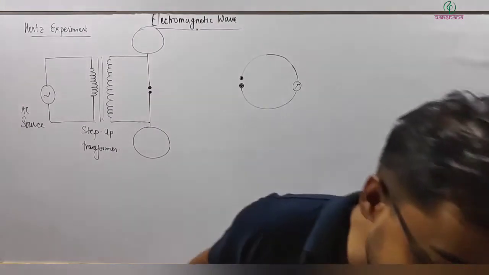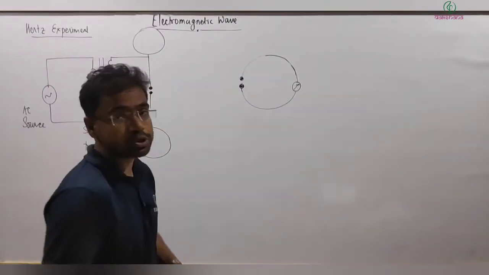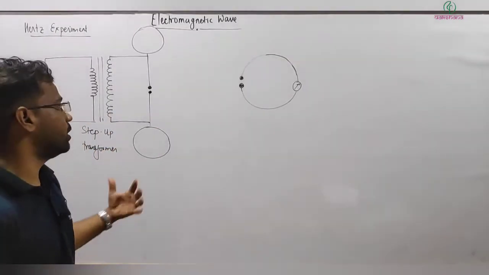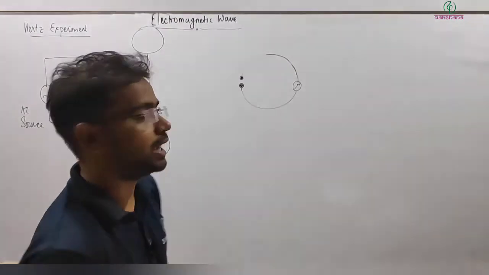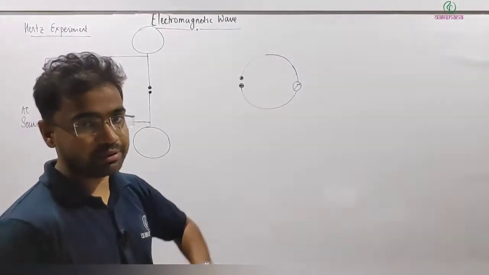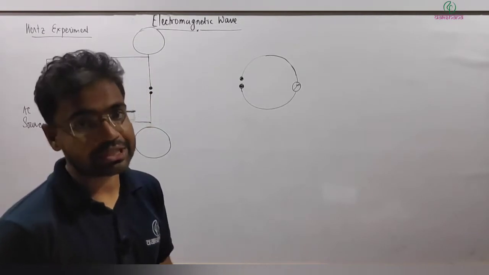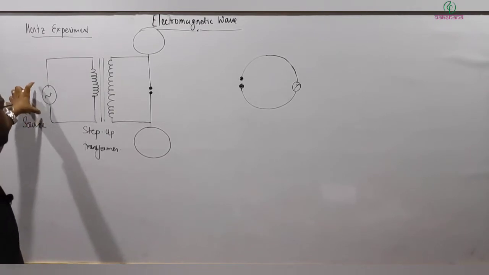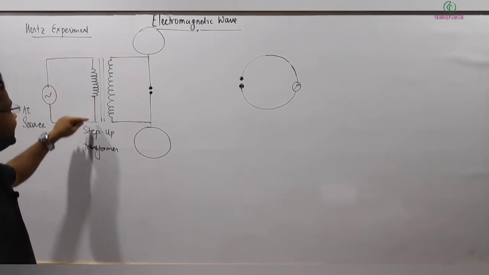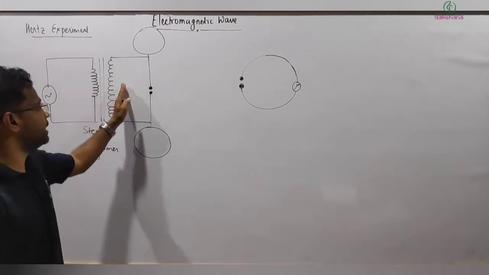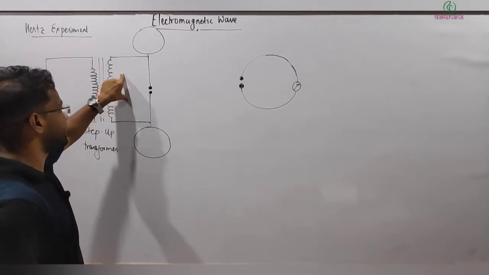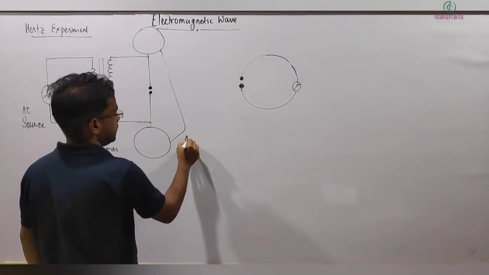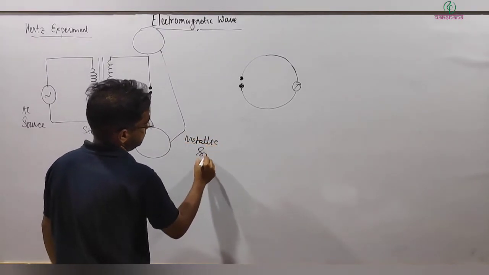The setup Hertz used looks something like this, and let's try to understand how exactly Hertz produced the electromagnetic wave and proved the existence of electromagnetic waves that Maxwell theoretically explained. Here in the setup we have one AC source which is providing voltage or current, and here a step up transformer which is amplifying the voltage. Finally, these two terminals are connected to conducting metallic spheres. So these are two metallic spheres.